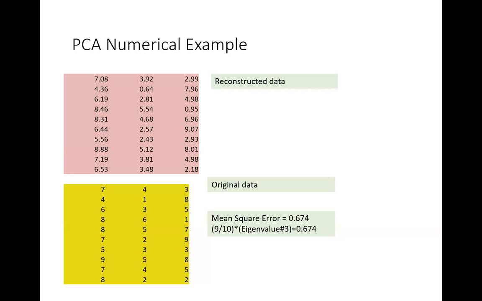So that's why I'm multiplying it by 9 by 10, because I'm using 1 by n, but I should have used 1 by n minus 1. So to correct for that, that's why I'm doing that. And that's why you end up with 0.674 as the mean square error, as well as eigenvalue 3 multiplied with that gives you 0.67.